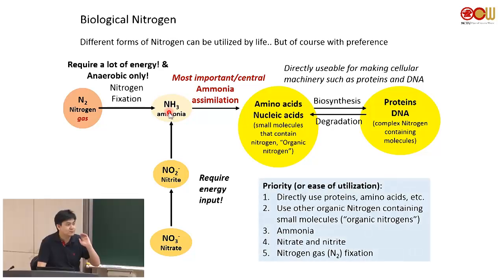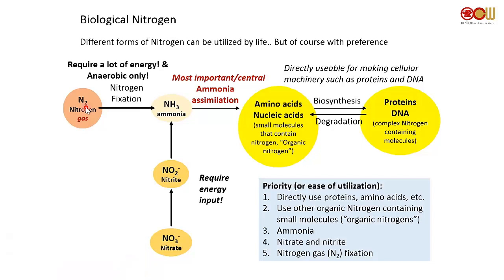So for life, we have priority. If you have complex molecules, you use complex molecules first. If you've got these, use them first. And then what you can use is ammonia, because ammonia goes to complex molecules pretty easily. Ammonia assimilation, one enzyme, done. If you don't have ammonia, then you can use nitrate and nitrite, because all you have to do is reduce them and put some energy in, and then you get ammonia. If you don't have nitrate or nitrite, then you have to use N2 gas. N2 gas is like the last resort. If you've got nothing else to use, you might as well use N2 gas. So there is a priority.